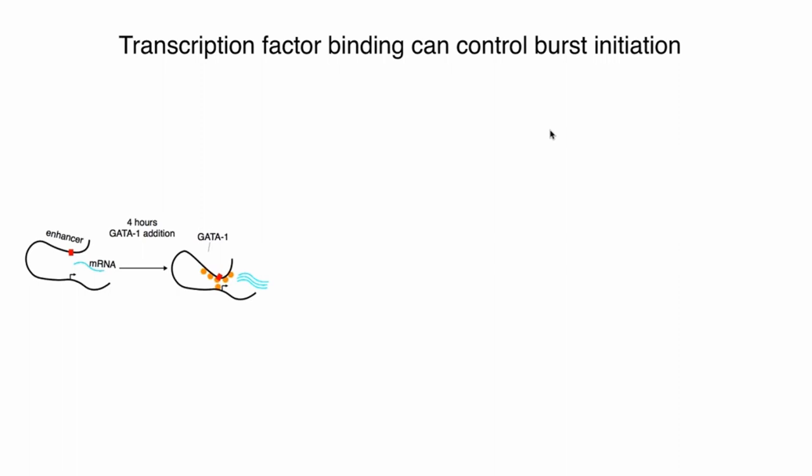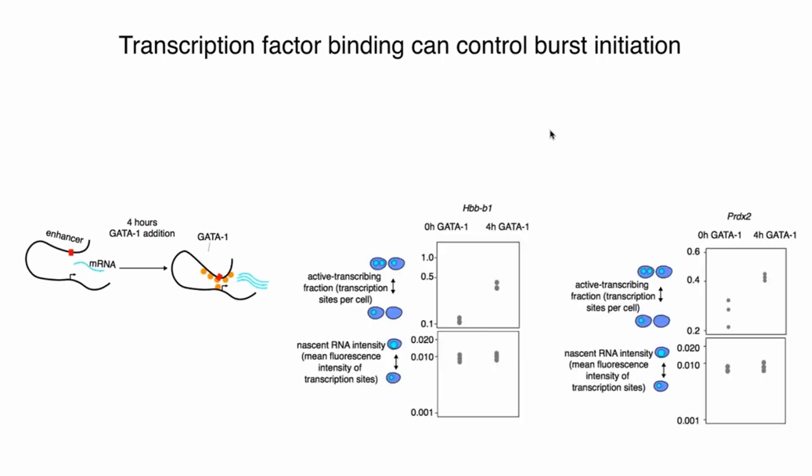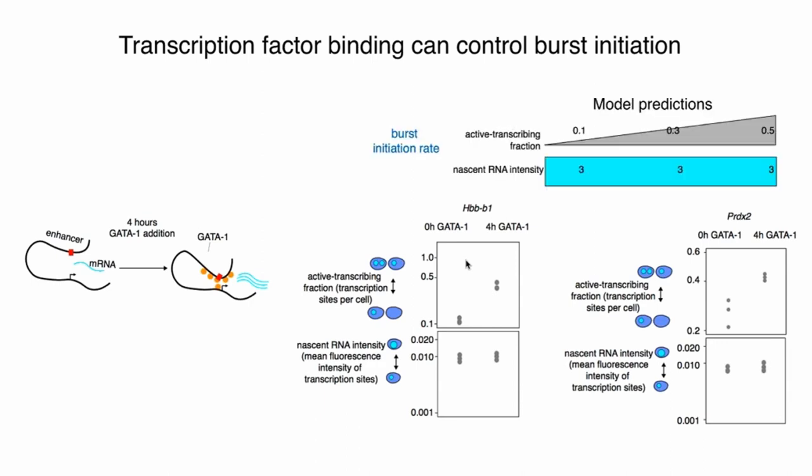Another manipulation we tried was a transient increase in transcription factor levels of the key erythroid transcription factor GATA1. So we have a cell line that has a GATA1 estradiol receptor fusion. And by treating with estradiol, we stabilize that transcription factor and raise its levels. And we can see that for two early induced genes, beta globin and PRDX2, that active transcribing fraction is increased, whereas nascent RNA intensity is decreased. So again, transcription factor levels can increase specifically burst initiation rate.